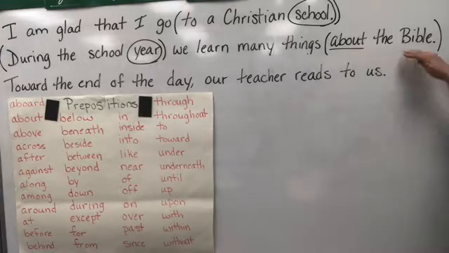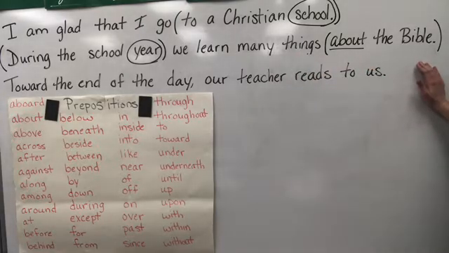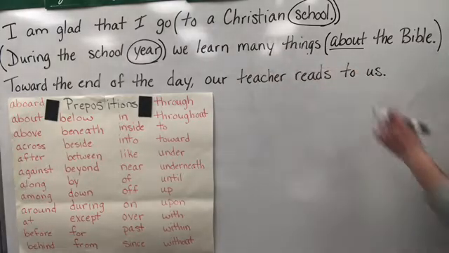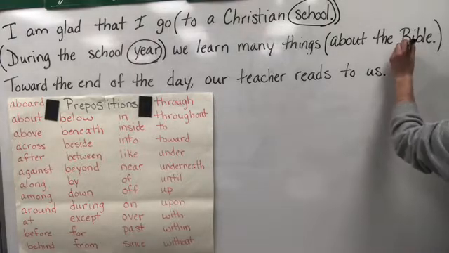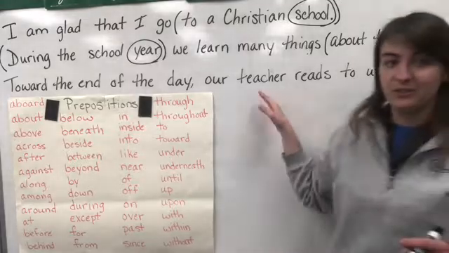So is about the Bible a phrase that would relate to the rest of the sentence? It is. About the Bible is saying what many things we learn. So about is a preposition that starts this phrase, and what is the object of this preposition, or what word ends this phrase? That's right, Bible. So we're going to circle the word Bible. Third sentence for right now.